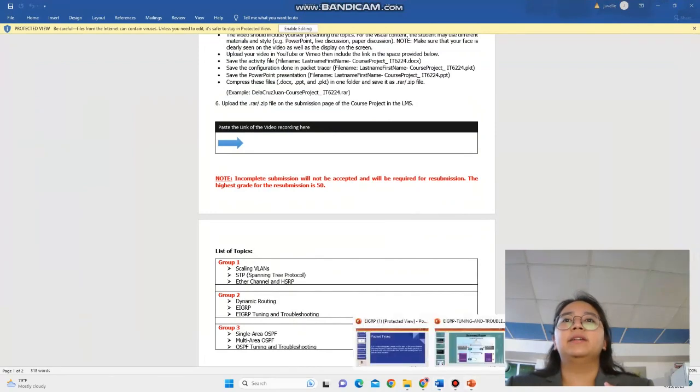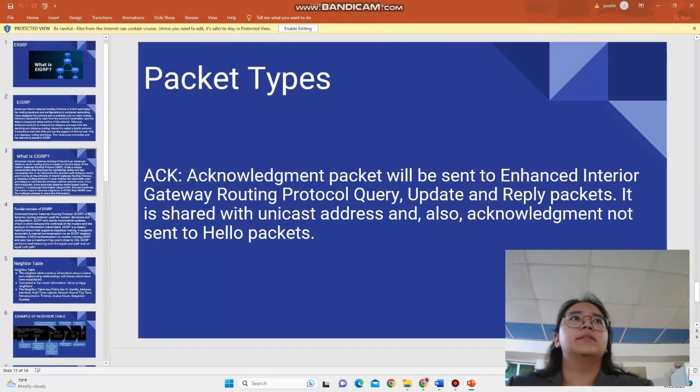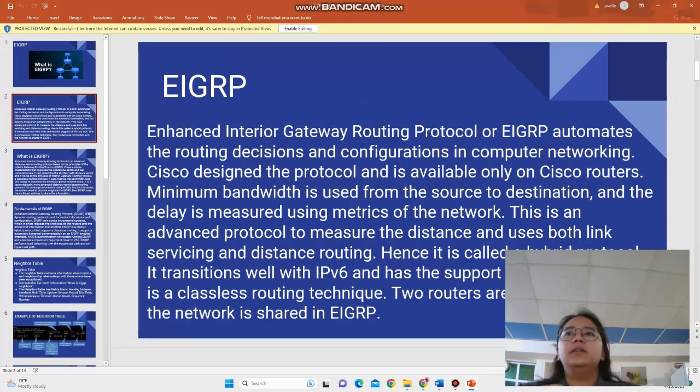And then we'll proceed to EIGRP. So first, what is EIGRP? EIGRP is Enhanced Interior Gateway Routing Protocol.